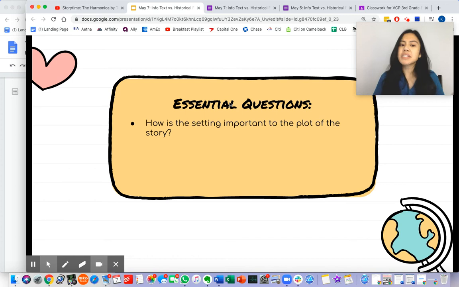First, I want to ask myself, how is this setting important to the plot of the story? Remember that yesterday we learned about the Holocaust. Can you remind me, what was the Holocaust? Right. It was a terrible event that happened during World War II in Europe during the 1940s. So the time and place that this story will take place is very important to the plot of our story.